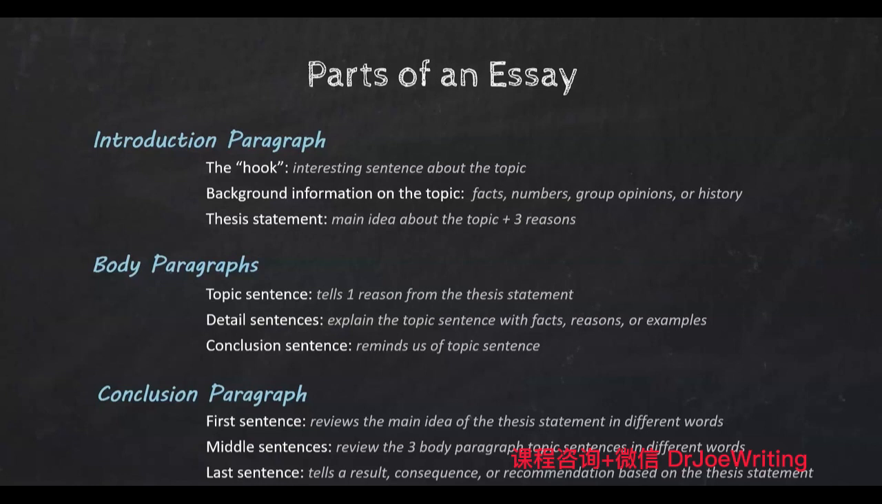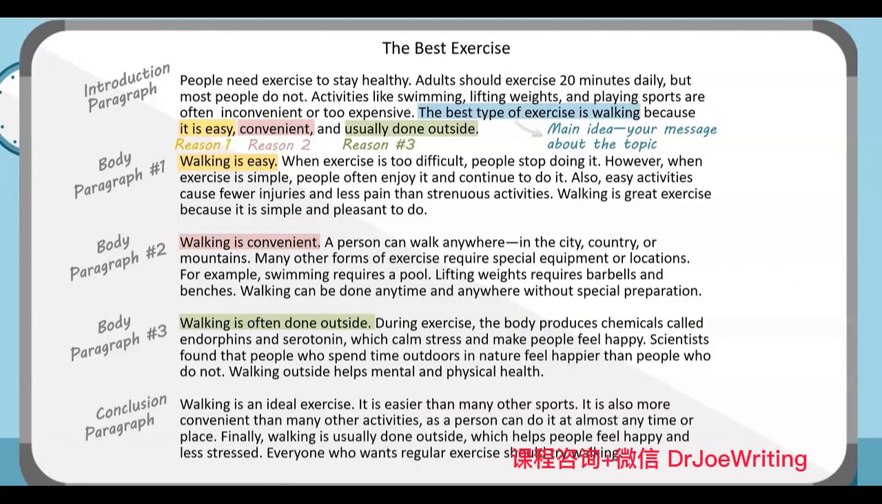Now I'm going to give you an example. So let's look at examples in our essay. In the conclusion paragraph, the first sentence is, walking is an ideal exercise. Remember, the first sentence of your conclusion paragraph reviews the thesis statement main idea here. The best type of exercise is walking.